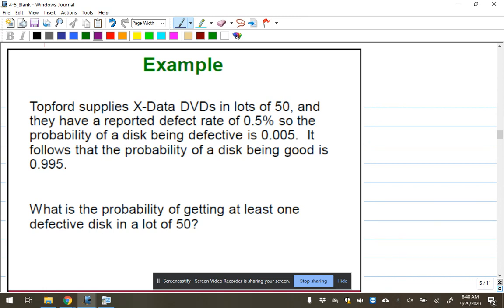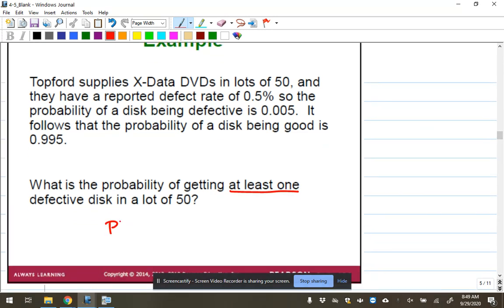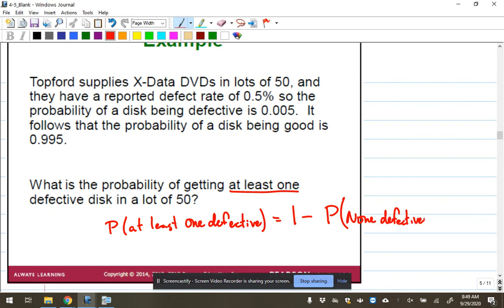So, what's the probability of getting at least one? That's the key word: at least one. So that tells us we're going to do the probability of at least one defective, which would be 1 minus the probability of what? None defective.